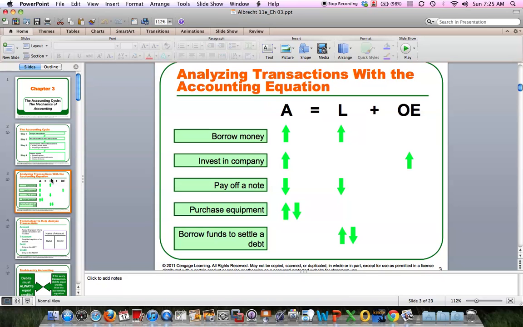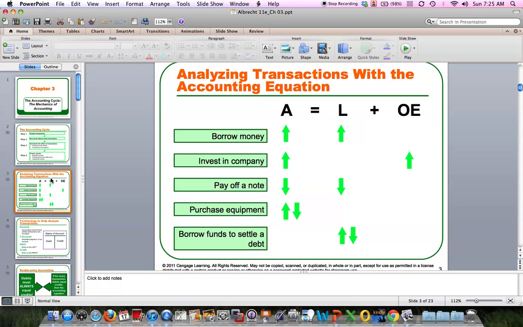What if we pay off a note? In other words, just think of what's the process? What if we pay off a liability? Well, we have less cash because we write a check to pay for it, but we also have less liability. We owe less money.